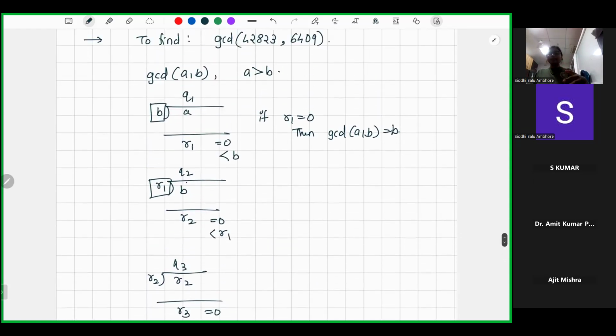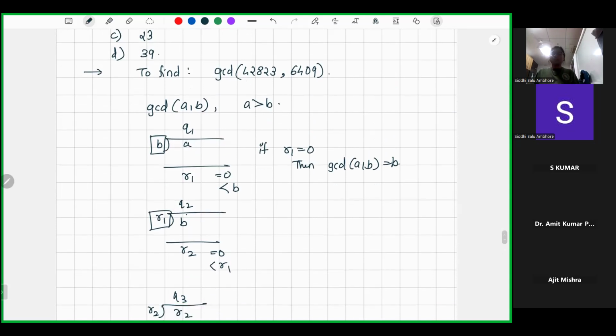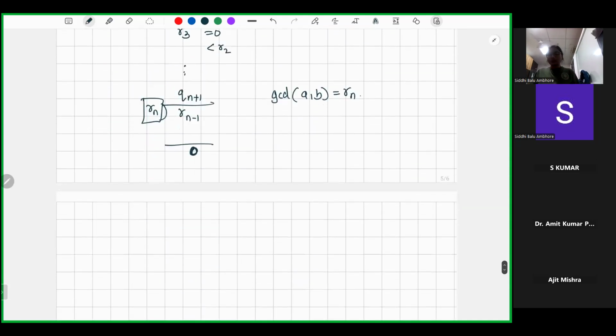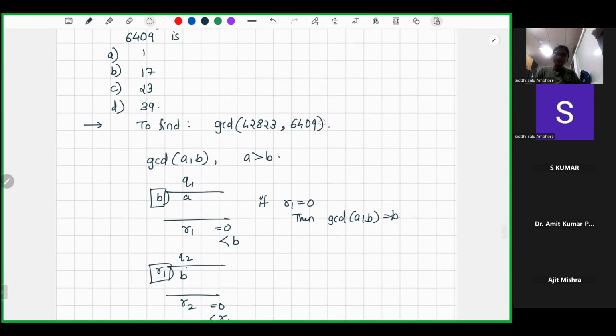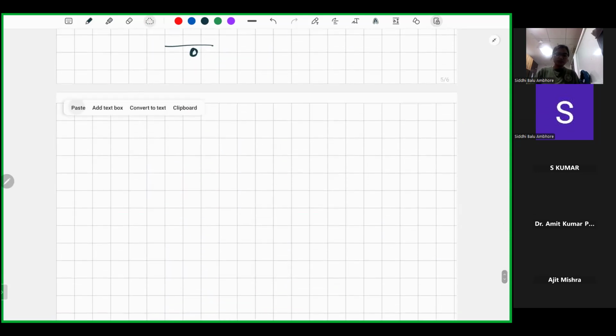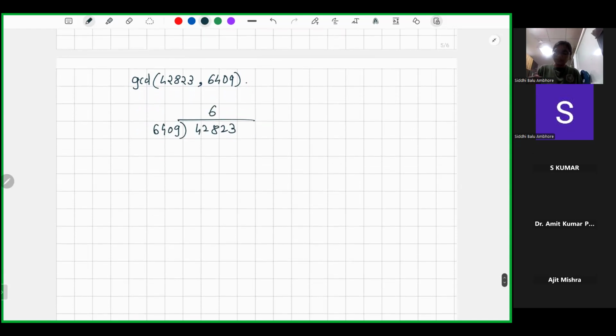Okay, it doesn't look very neat and easy, but yes, this is the process one can follow to find the GCD of given numbers. So we will do the same thing. We will start with finding the GCD of these two numbers, and we will follow the same division algorithm. So we have to divide 42823 by 6409, and let me just write this.